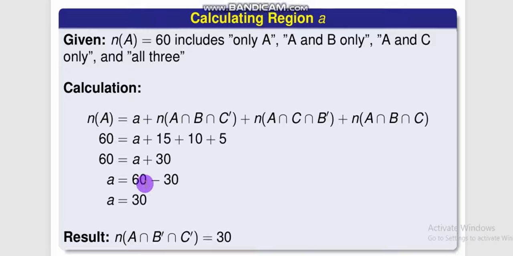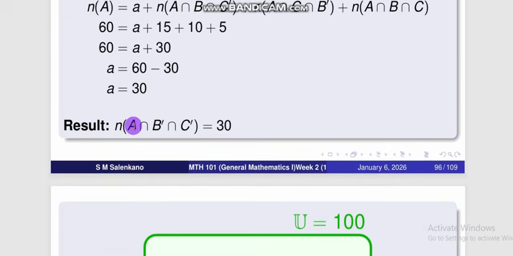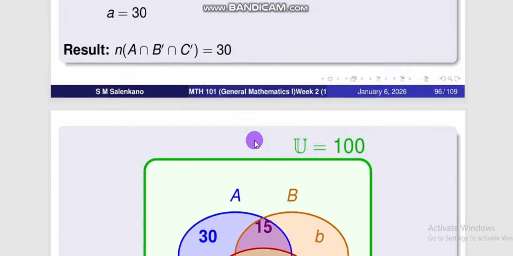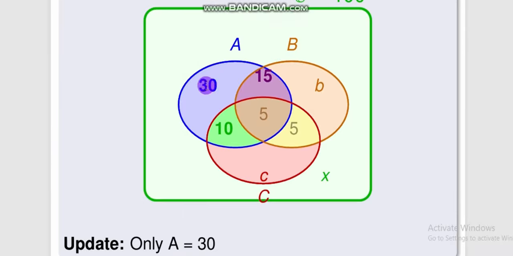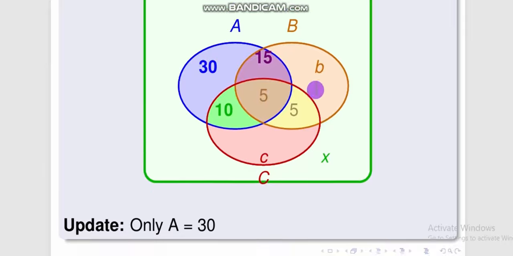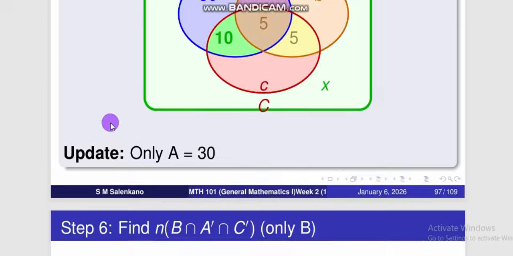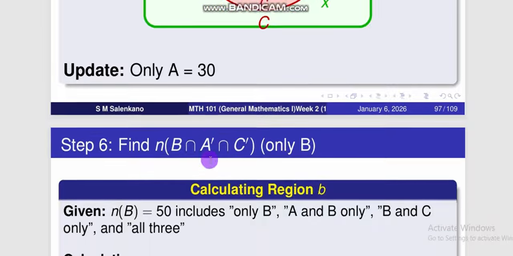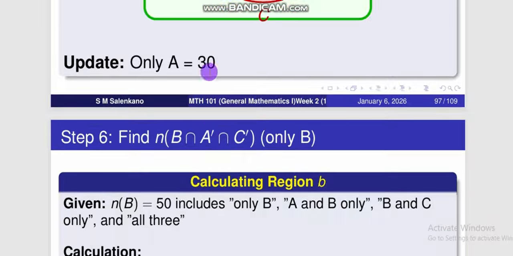So you go to your Venn diagram, see your update: those who read newspaper A without reading B and C, their number was 30. So you go to the region for A only and put 30. See that? Update: only A is 30.